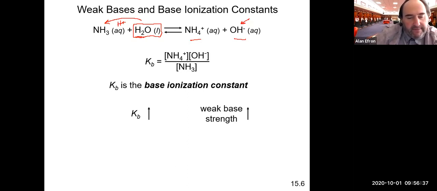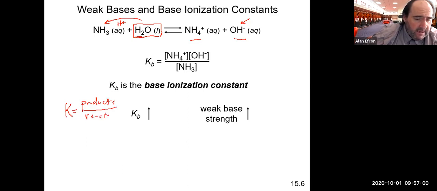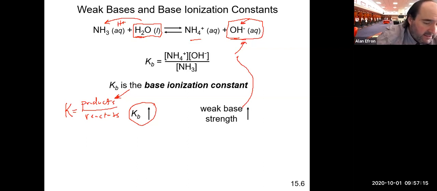But we see the same thing here as we saw with the Ka. As the Kb value increases, the strength of the weak base also increases. It's the same logic as with our Ka. In general, these are all equilibrium constants, so products divided by reactants, which means the larger the Kb value, we should have more products. More products means we have more free OH minus. More free OH minus means we have a stronger weak base. That's how all those things tie together.